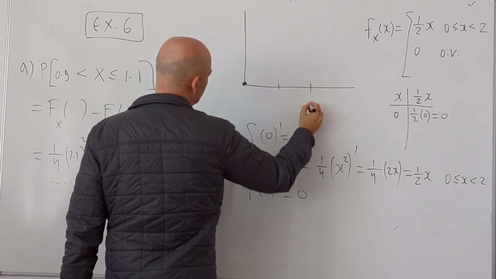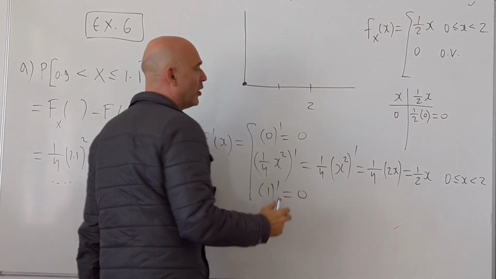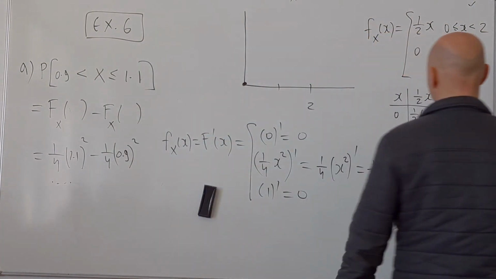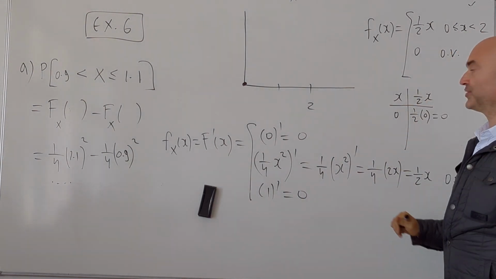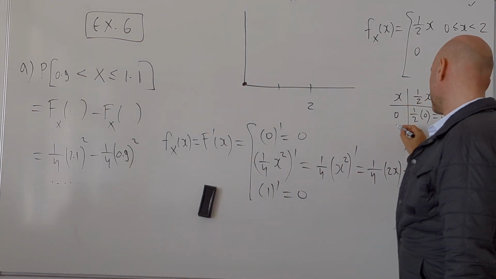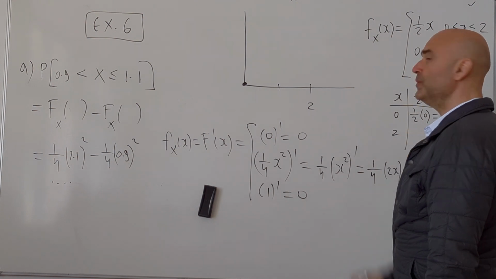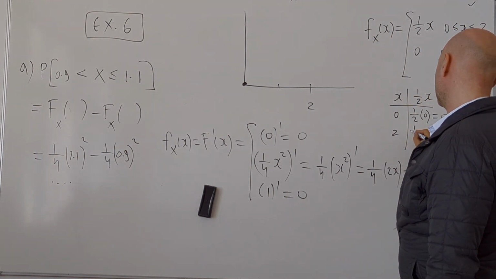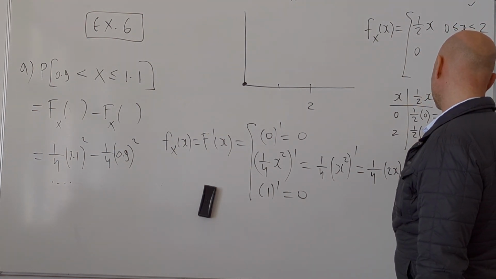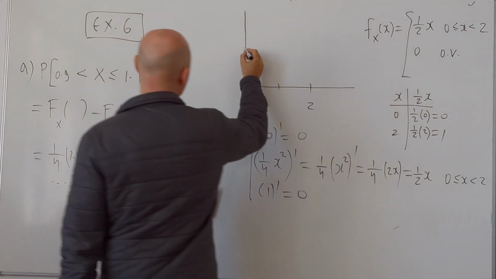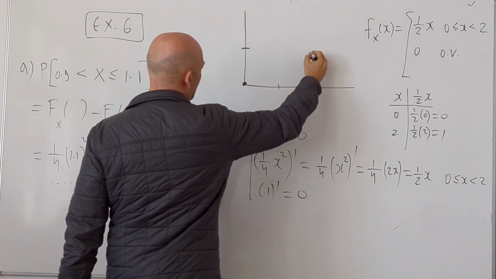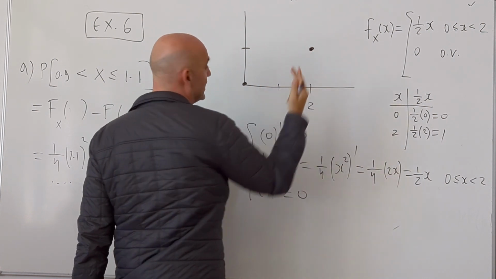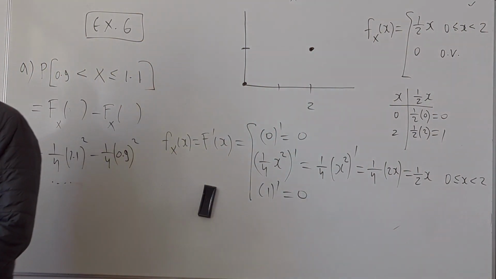And then I can move here to the point 2. What is the second coordinate? I use the expression for the straight line. So if x is equal to 2, we get 1 divided by 2 times 2, we get 1. So we have here this other point, and with 2 points we can represent a straight line.